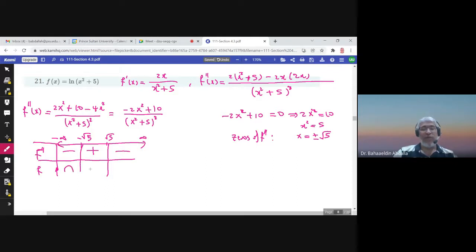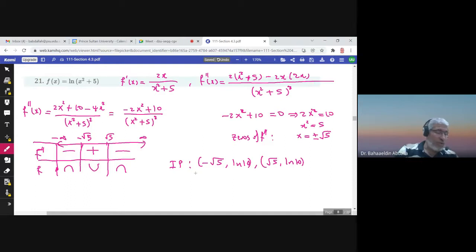So here f is concave down, concave up, concave down, and I'll have two inflection points, negative square root of 5 and f of negative square root of 5, and square root of 5 and f of square root of 5. So square root of 5 squared will be 5. So this is in fact ln 10, and also this would be 5, so this is ln 10. So these are the two inflection points.